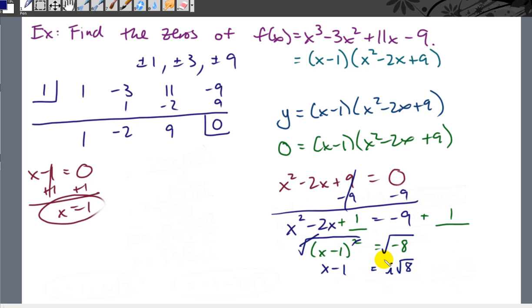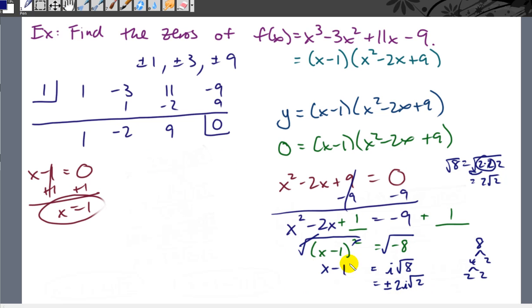Then we need to break out 8. So 8 breaks down into 4 and 2, and 4 breaks down into 2 and 2. So the square root of 8 is the same thing as the square root of 2 times 2 times 2. Look for partners in crime. One gets shot, one comes out. So we have 2 times the square root of 2. So this is i times 2 times the square root of 2, or if we flip around, plus or minus 2i times the square root of 2.